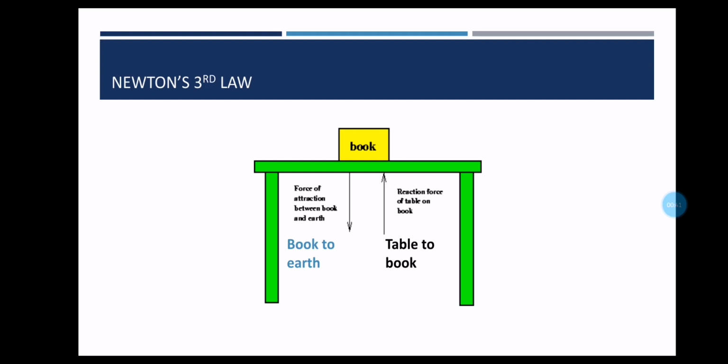Look at this book. I have two forces in this figure. The table is applying a certain force on the book, and the book is attracted by gravity to Earth. These two forces are equal but opposite in direction. Same magnitude, different direction. The force of attraction between the book and the Earth is downward. The reaction force of the table on the book is upward. They are equal.